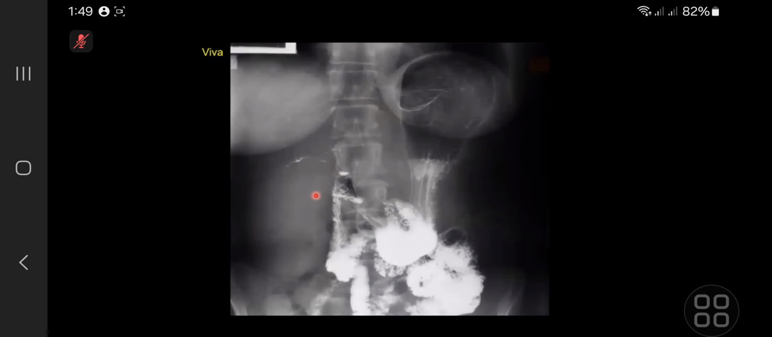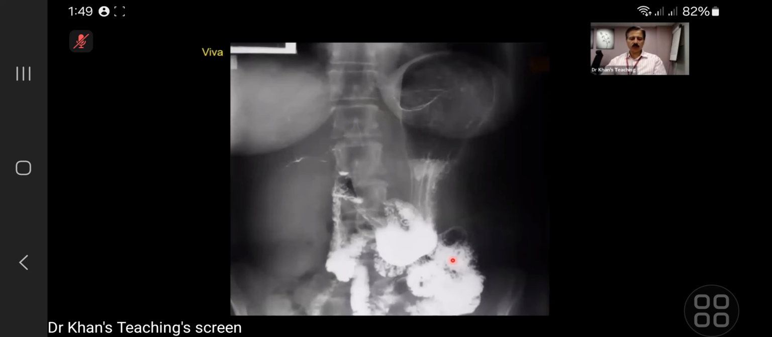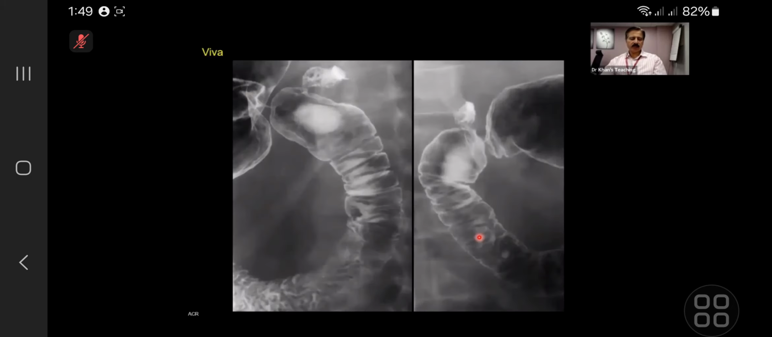Does this patient have any surgery? No. And then I'm not sure, I cannot think of. Okay, in which posture has this film been taken? This is upright. Okay. Coming back, actually we are seeing similar examples.